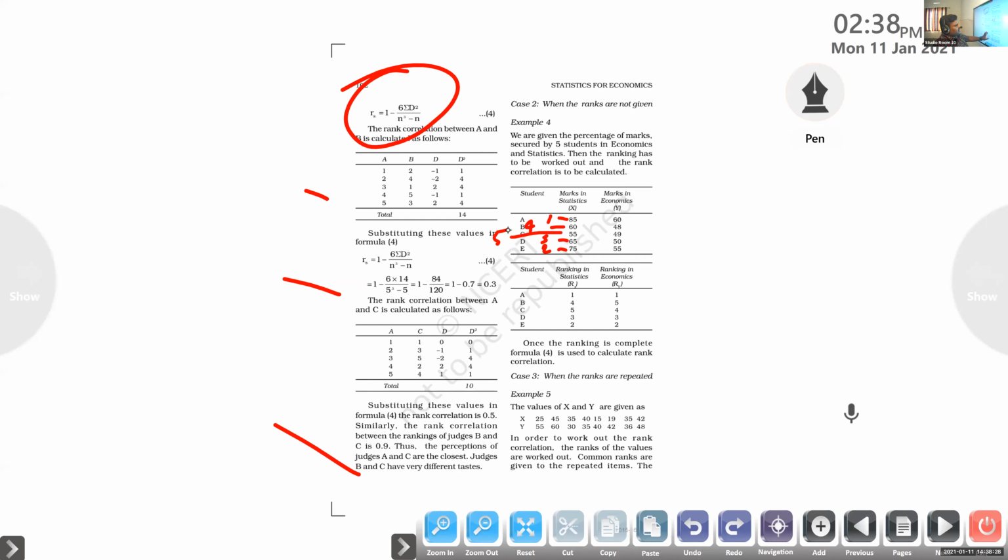So 85 is the first rank, 60 is the fourth rank, 55 is the fifth rank, 65 is the third rank, and the second one is 75. So the ranks Rx of set X are ready: 1, 4, 5, 3, 2. Next one, marks in economics: 60, 48, 49, 50, 55. We know that 60 is 1, less than that 55 is 2, next 50 is 3, 49 is 4, and 48 is 5. So it will be like this: 1, 5, 4, 3, 2.